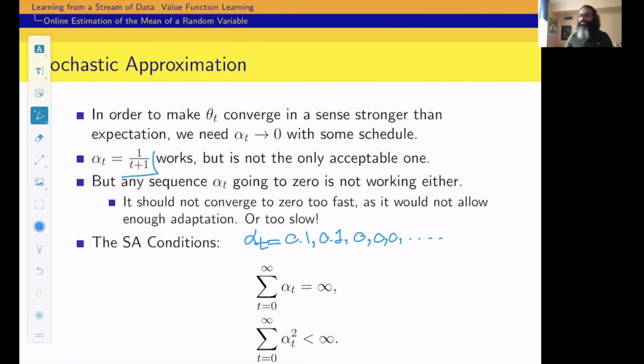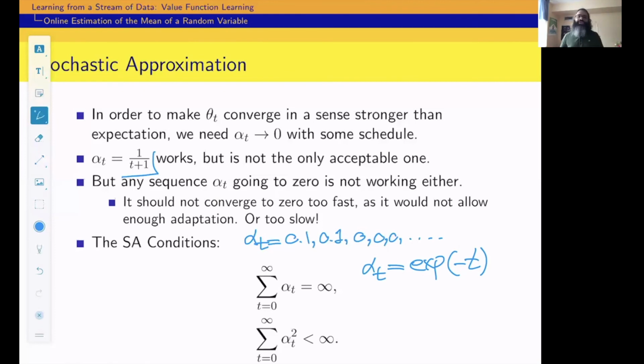Another example that you mentioned is the exponential one, so alpha t would be something like this, with some constant. That would also be an example of this learning rate or step size going to 0 too fast.